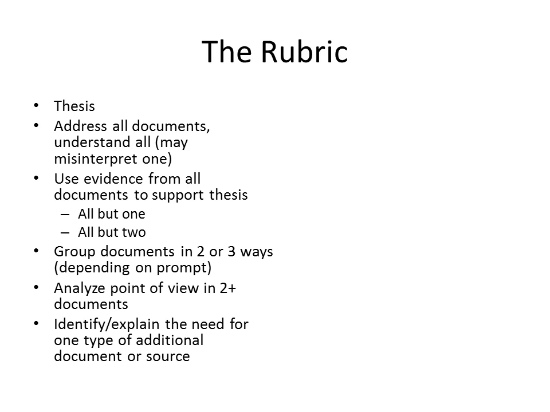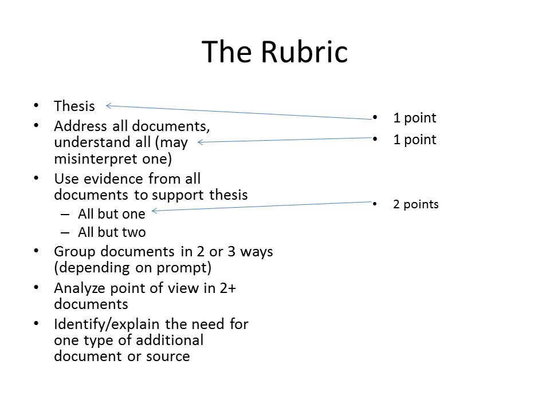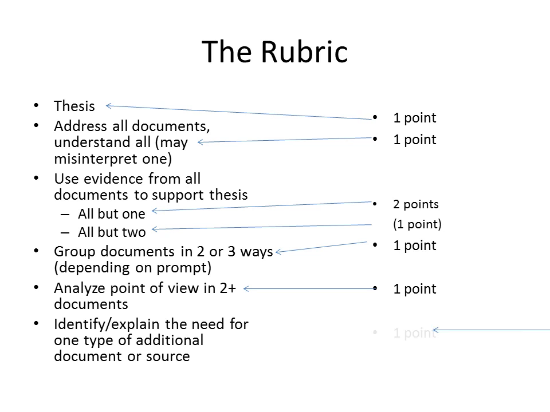It's 6 things to remember, and they're worth different points. The thesis is worth 1 point. Understanding and addressing all the documents is worth 1 point. Either you get it or you don't. You need to use all the evidence from the documents. You can either get 2 points if you use them all or all but 1, or you can get 1 point if you do all but 2. And you need to be able to group the documents. If you can get that, you get the point. Analyzing the point of view in 2 plus documents is worth 1 point. And then explaining an additional source which might be needed to help you answer the question is worth 1 point.